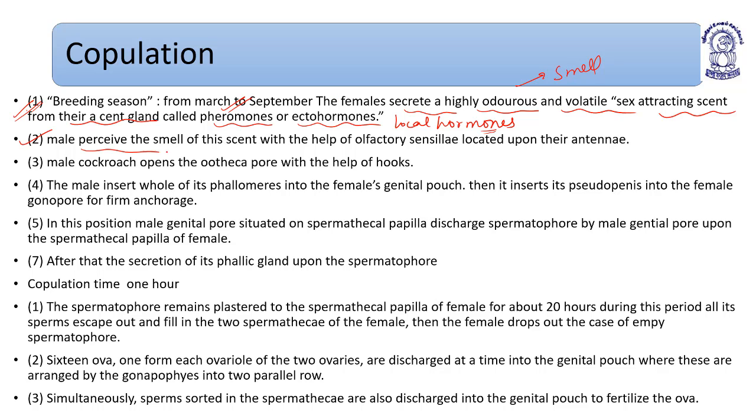The male perceives the smell of this scent with the help of olfactory sensillae located upon its antennae, and is attracted towards the female. The male cockroach opens the ootheca pore with the help of hooks. The male inserts the whole of its phallomeres into the female genital pouch. After that, it inserts its pseudopenis into the female gonopore for firm anchorage.